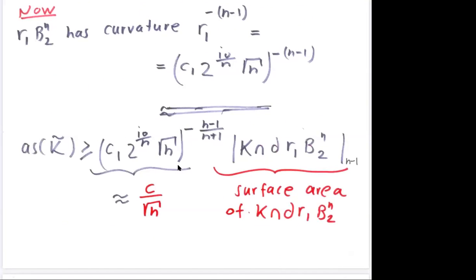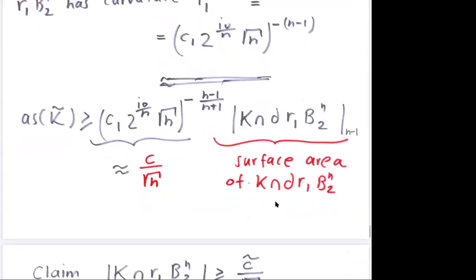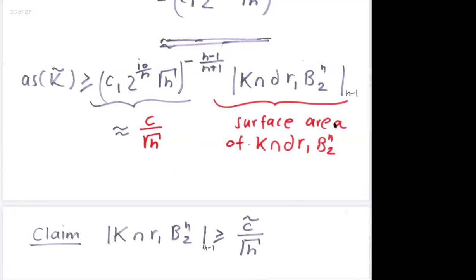Now, if you look at this quantity here, then you'll see that 2 to the i0 over n, that's basically a constant. So the order of magnitude of this expression here is just constant over square root of n. Now, what we'll have here is something that we still have to compute, but now I claim that this surface area can be estimated from below by another constant C twiddle times root n.